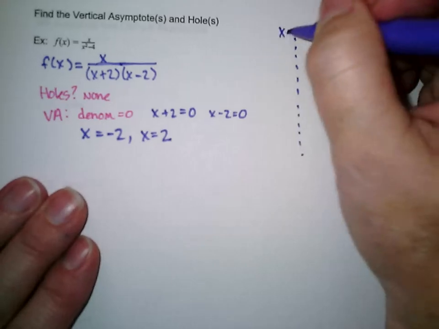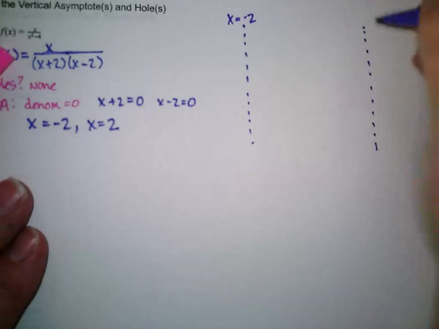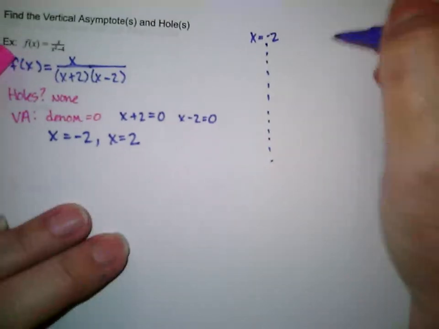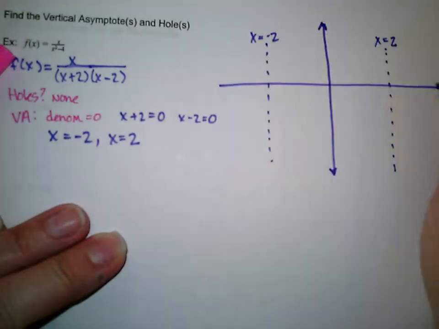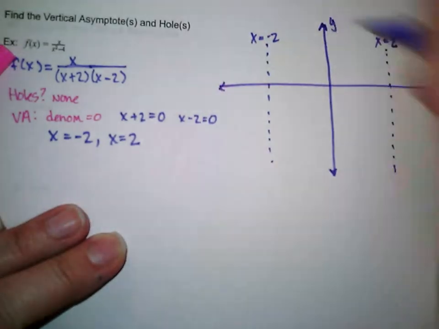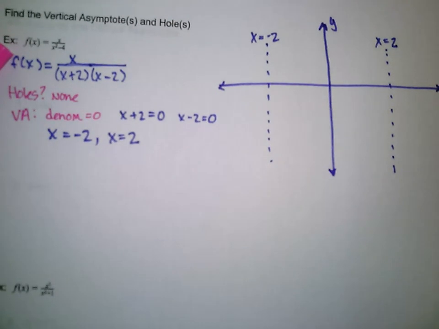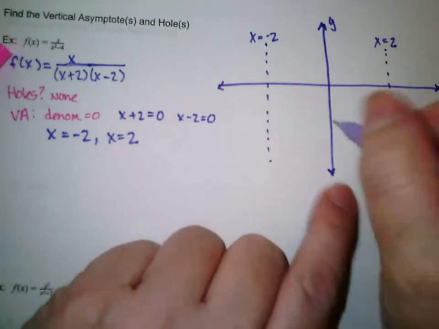We have x equals negative 2 and x equals 2. And I want to look at the behavior on the left and right side of both of those. So here's my x and y axes. I know I have these two asymptotes, x equals 2, x equals negative 2, but let's check on the left side and right side. Like I said, the positive numbers are the easiest, so maybe we'll start there.